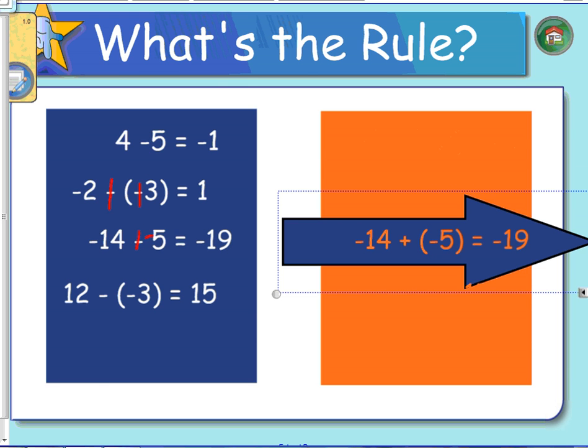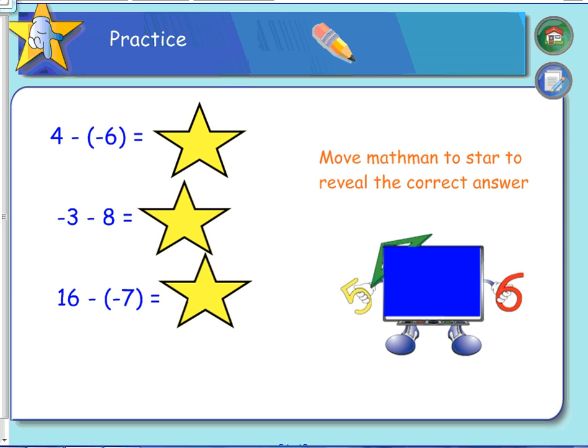All right, so let's do some more examples. What I'd like you to do is in your notebook, try and figure these out. Pause me for a second and try and figure out what 4 minus negative 6 would be, what negative 3 minus 8 would be, and what 16 minus negative 7 would be. Okay, so I hope you paused me and figured those out, but we are going to correct them together.